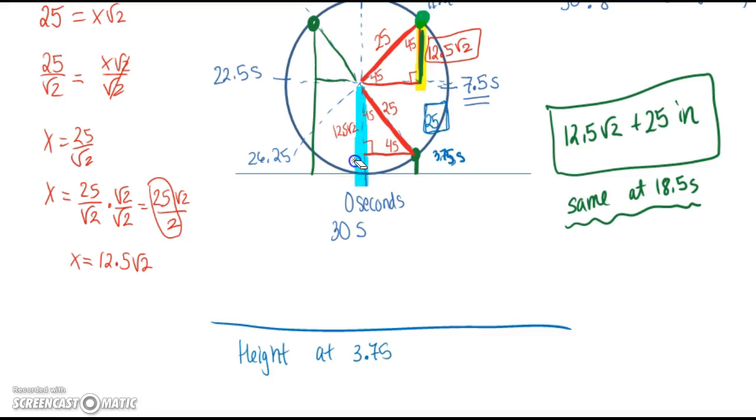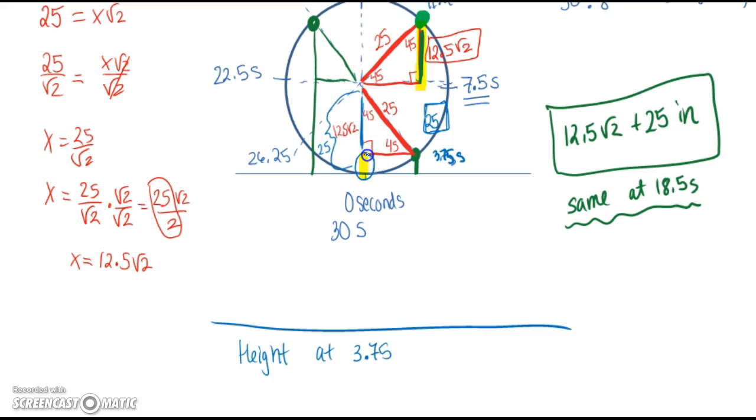So let me erase the current blue highlighting. Let's see if I can do that. And let's see what we're really trying to find. We're trying to find the length of that yellow segment, which is the same as the length of the green. Now note that our radius is 25. So this whole segment is 25. And part of it is 12.5 root 2, which is the side of the triangle.